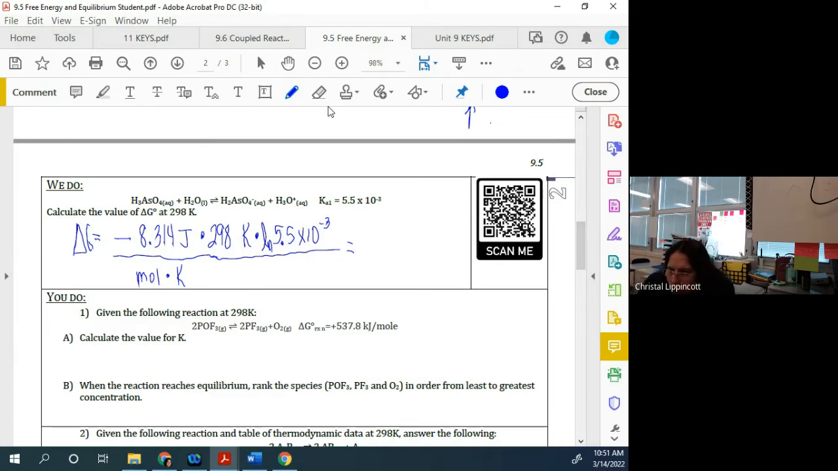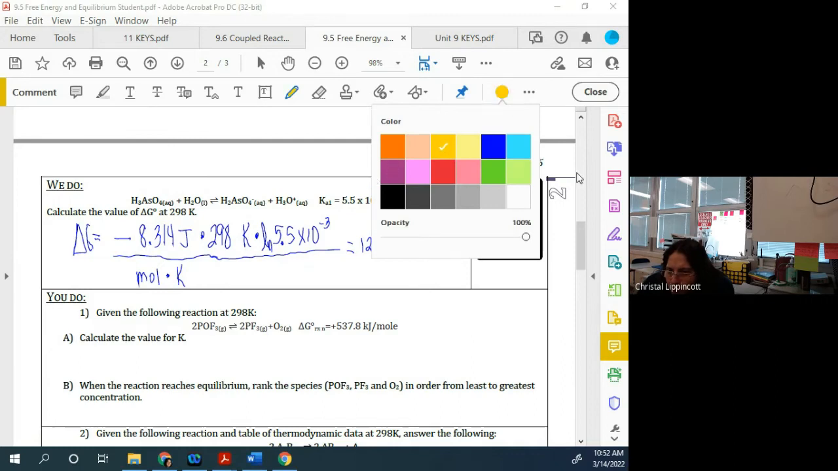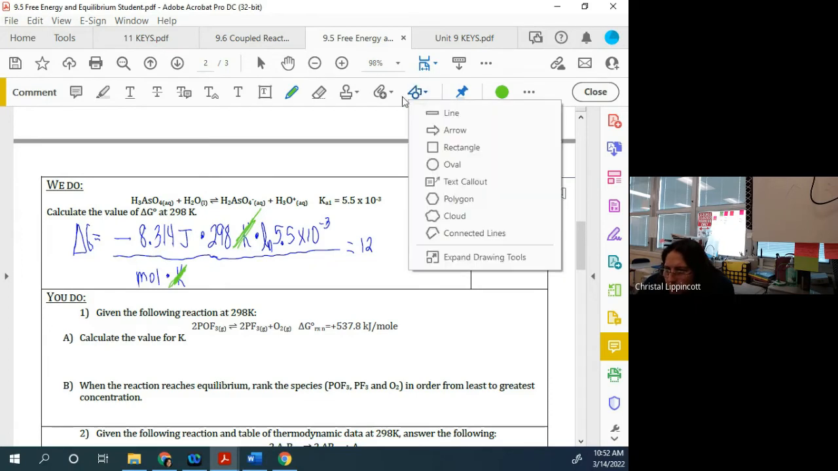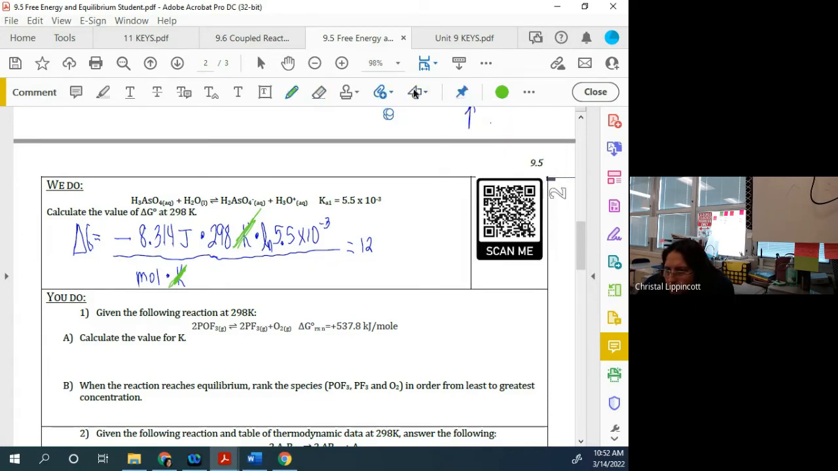Okay, so 1, 2, and this is unit less. So my K's are going to cancel. I don't like that yellow. That doesn't show up well enough. How about green? There we go. My K's cancel. And that's going to leave me with 12,890.8. What are my units? Joules per mole.